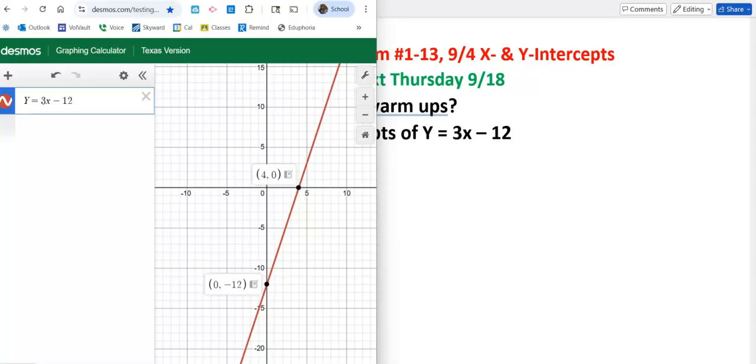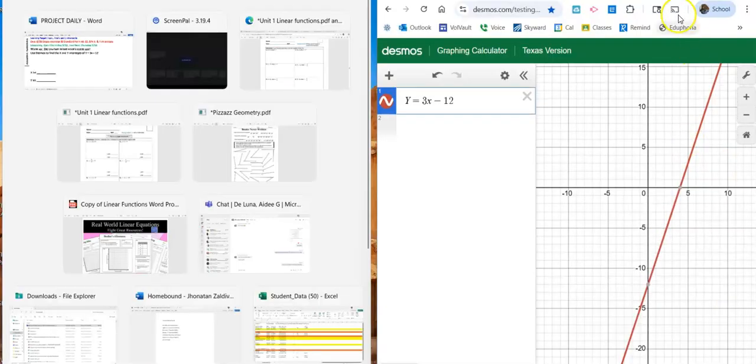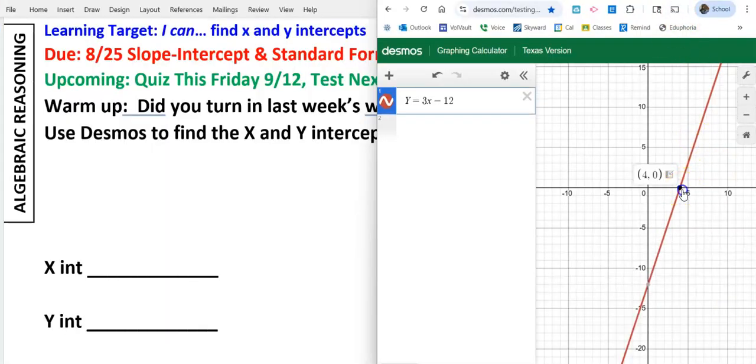All right, wait a minute. Graph it in Desmos. Click the intercept. Click the intercept. That's your x on the x-axis. That's your y on the y-axis. Pretty straightforward. We talked about it last time. I'm showing you again. As long as you're paying attention during your warm-ups, you're going to be all right.